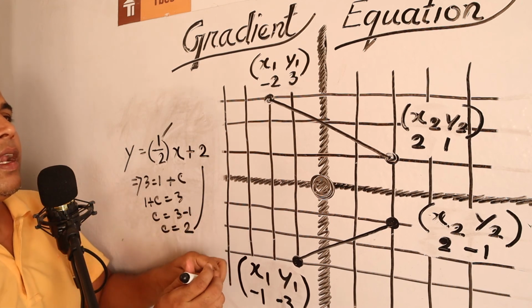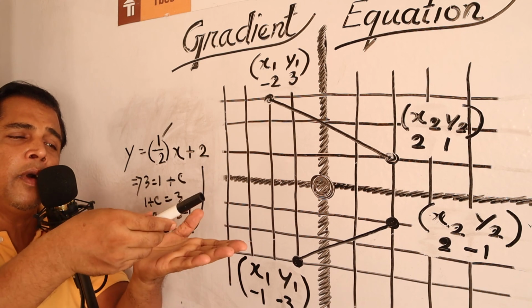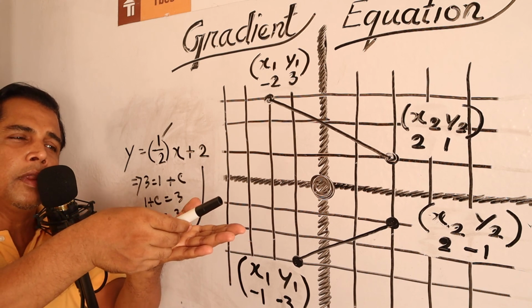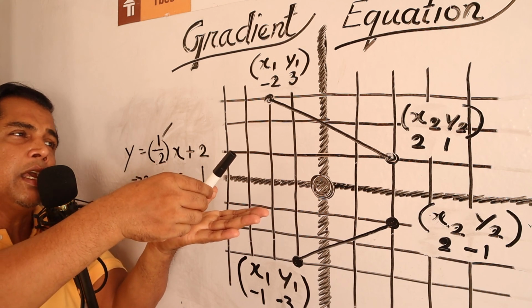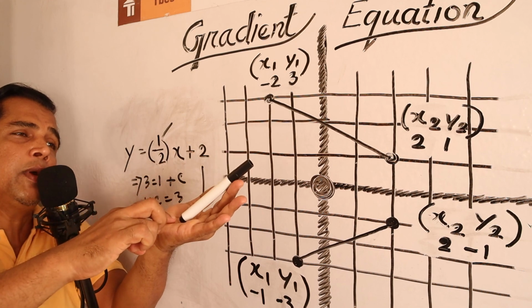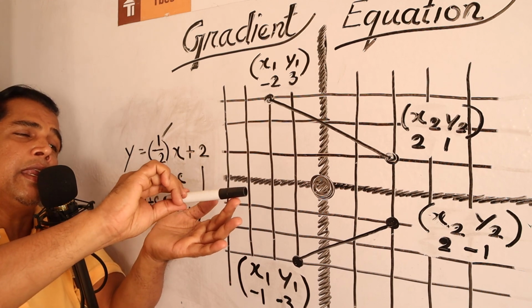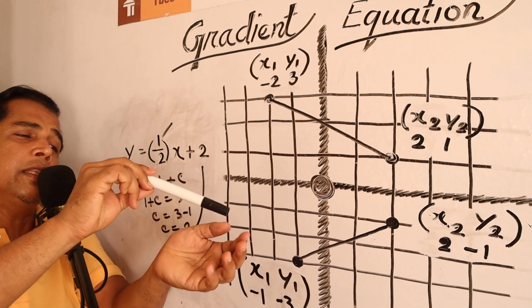Okay, so finally I want to conclude that for getting gradient, if the gradient is like this, you have to put this value first and this value last. And if the gradient is like this, you have to put this value first and this value last.